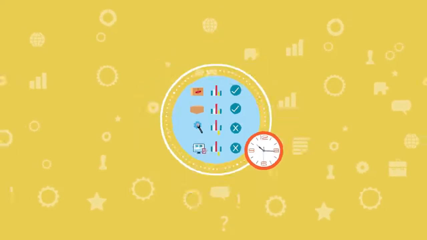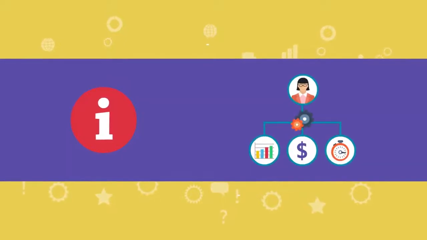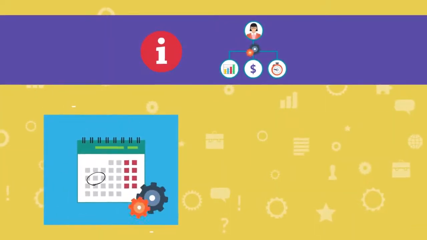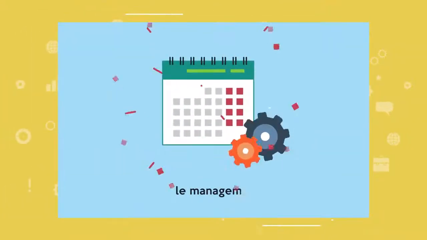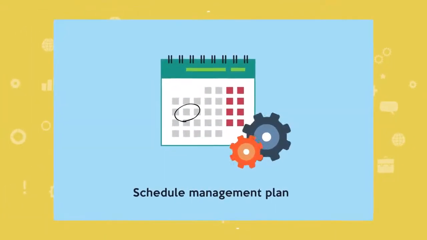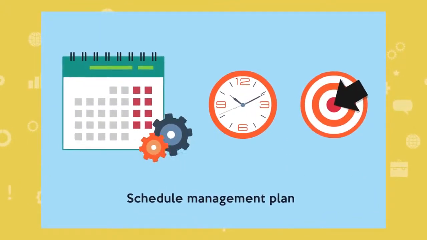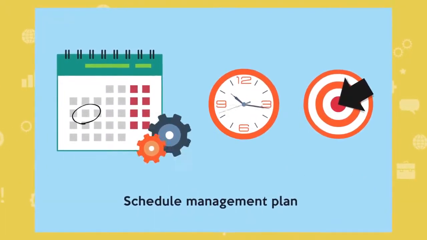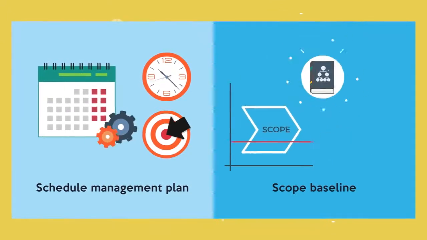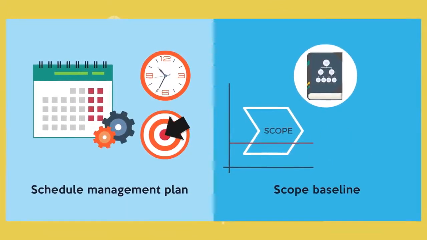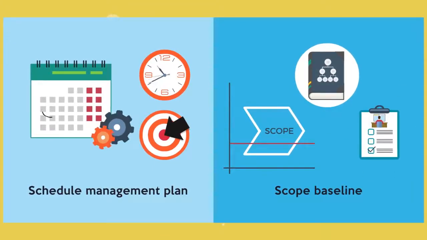The first input is information from the Project Management Plan. This includes the Schedule Management Plan and Scope Baseline. The Schedule Management Plan details the method to be used for estimating durations and the level of accuracy that the estimates will contain. And the Scope Baseline includes the WBS Dictionary, which outlines relevant information about influences on estimates.